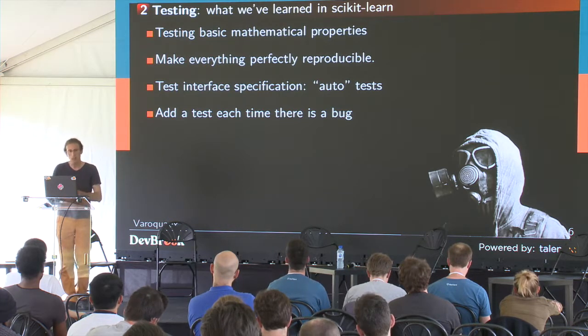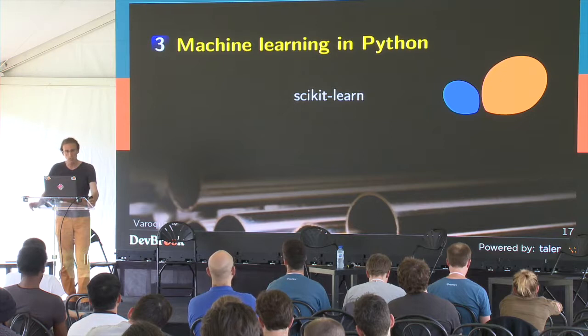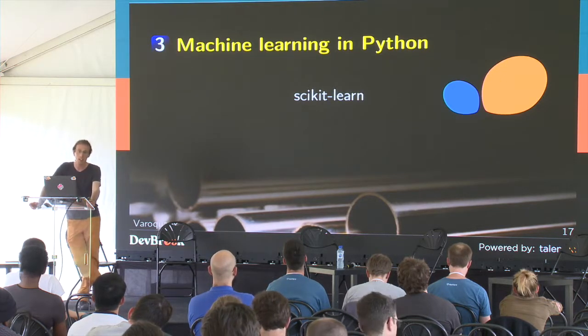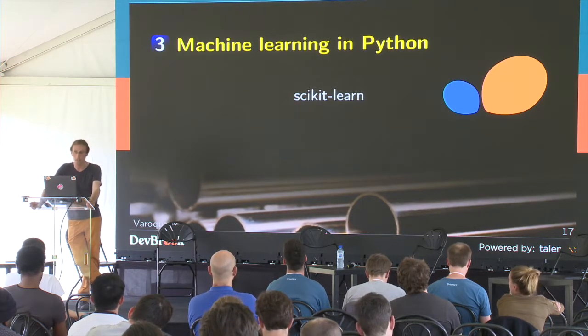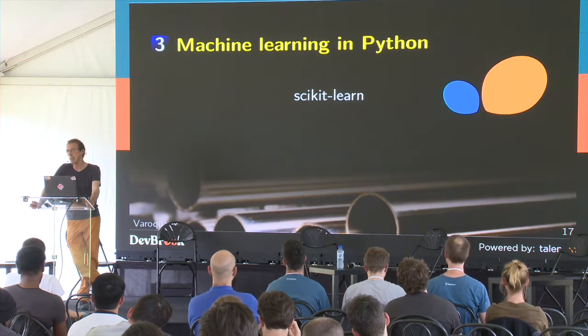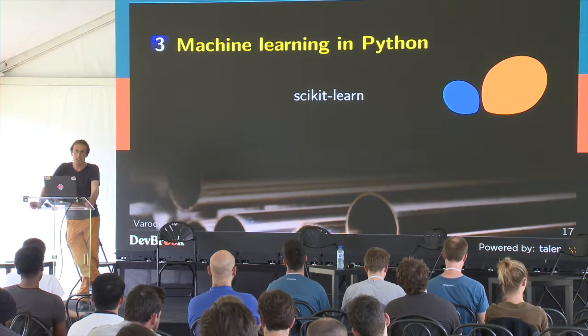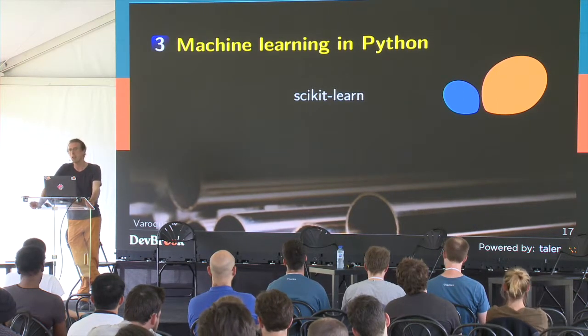And of course, each time somebody reports a bug, we add a test. That's classic. Now I'd like to talk a bit about scikit-learn and about machine learning. Maybe I should define machine learning. Machine learning is about building predictive models, so models that can predict something about new data.